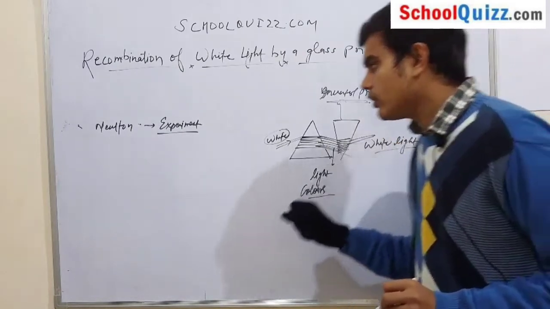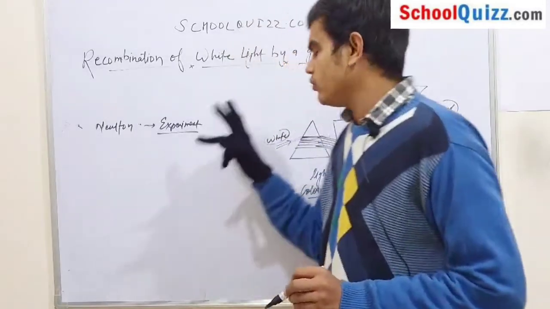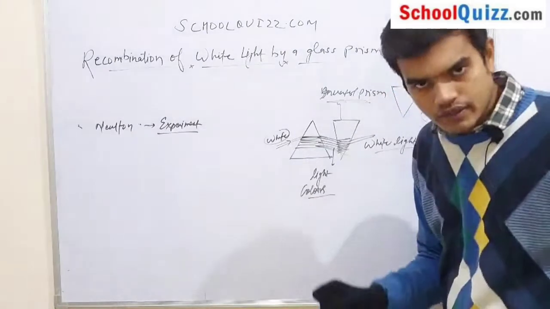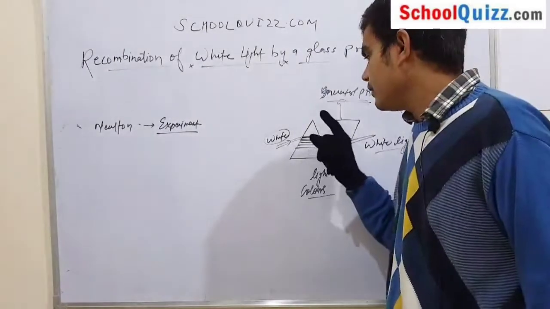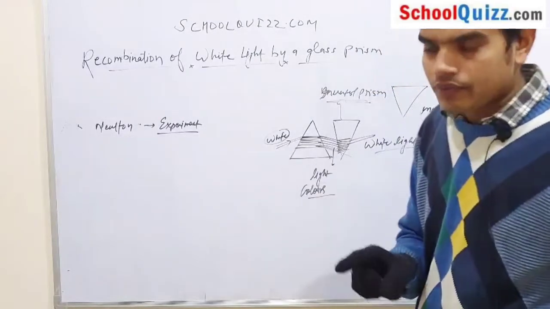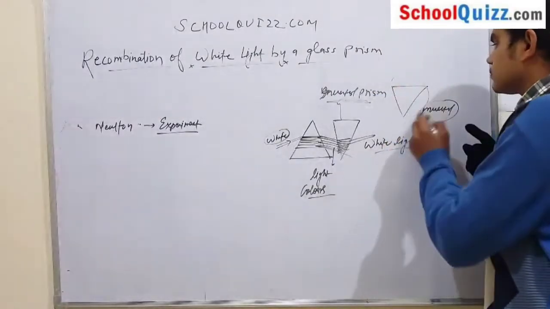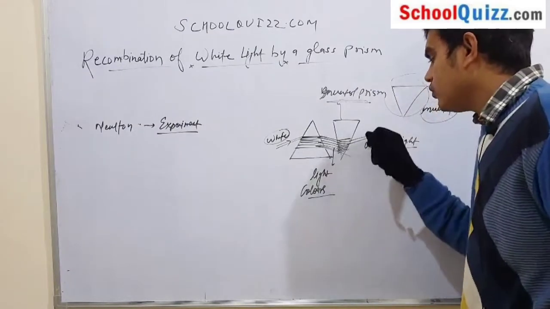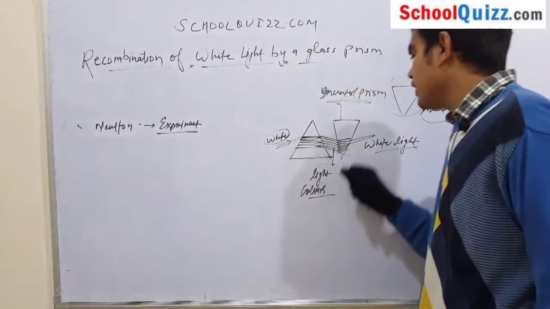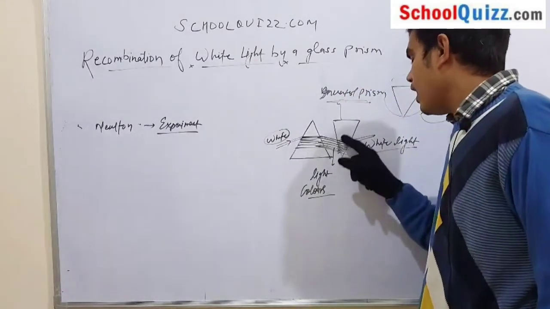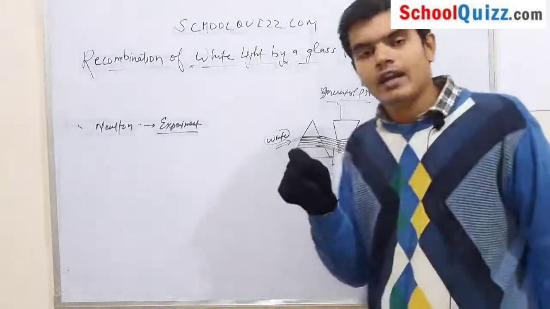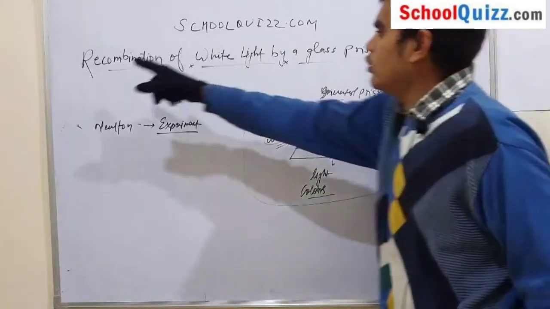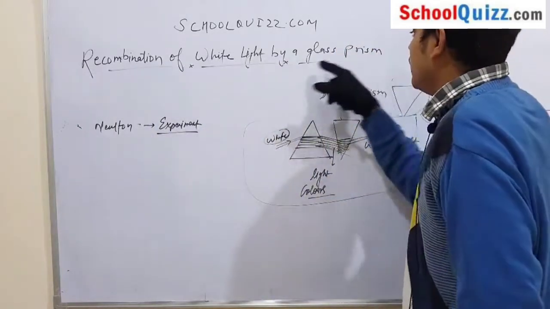So this is what Newton sir did in the experiment. He took a prism and incident a white light. According to dispersion, this white light is split into all its constituent colors, and then he took another inverted prism and put that prism beside the first prism. And he observed that all the constituent colors of light, after passing through the prism, merge and again become white light. So this is all about recombination of white light by a glass prism.